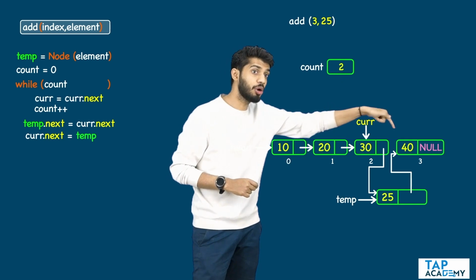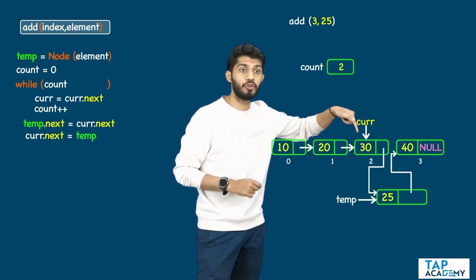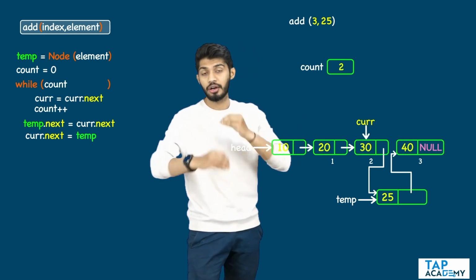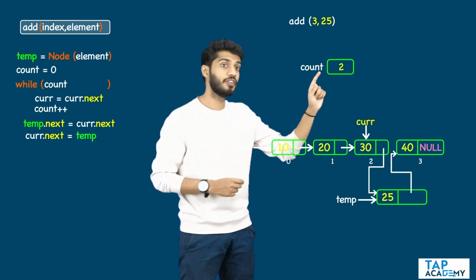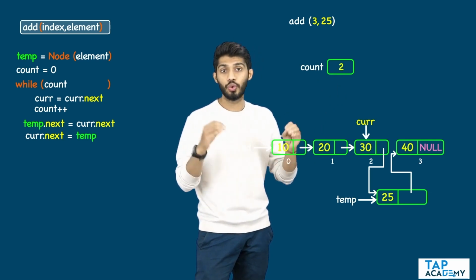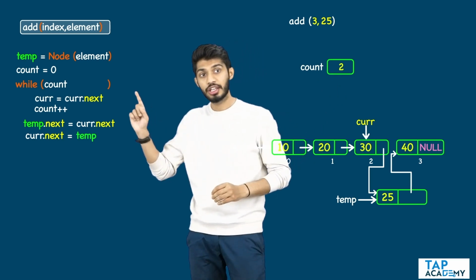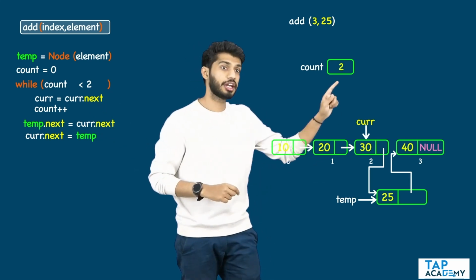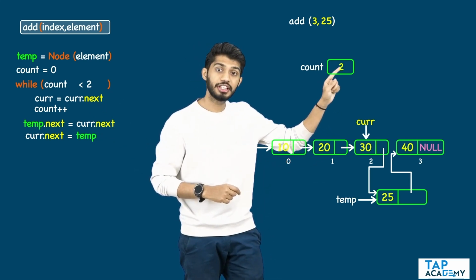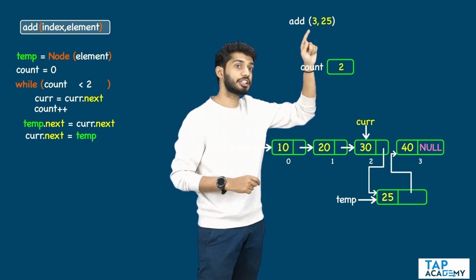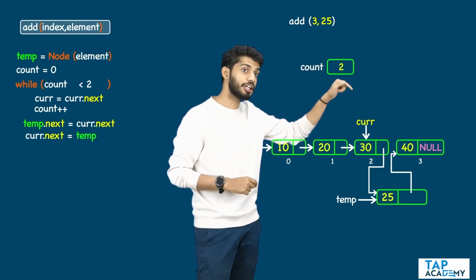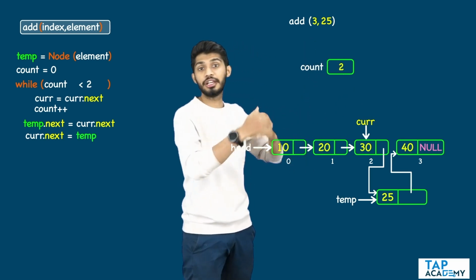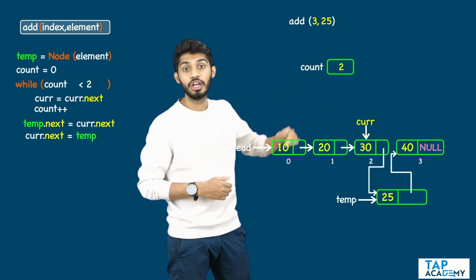Now, from here, I should not move the current. Means I should stop over here itself. So till when should I move the current, if you ask me? Till the value of count becomes 2. So I need to say the count should be less than 2. But the question is, how can I get this 2? I got this 2 because I am placing the element at index 3. In case I was placing the element at index 4, I would have got 3. In case I was placing the element at index 5, I would have got 4. So that's how it is.